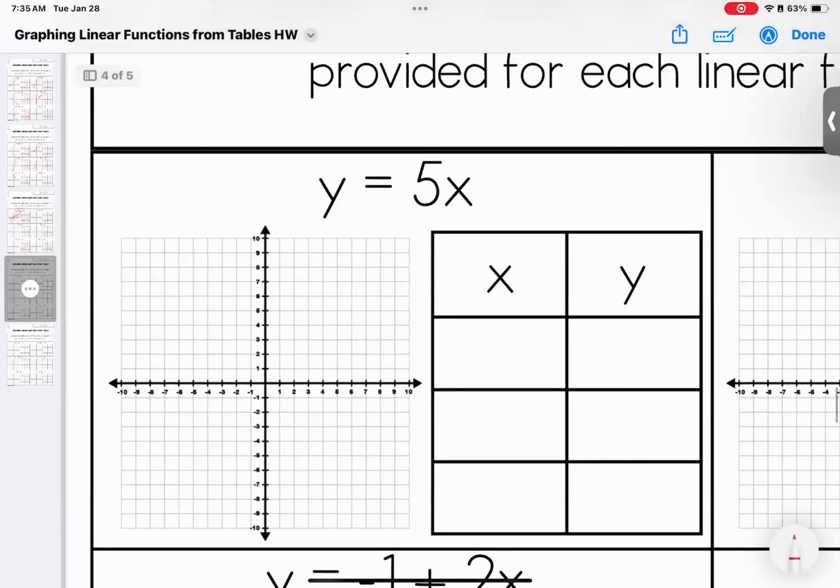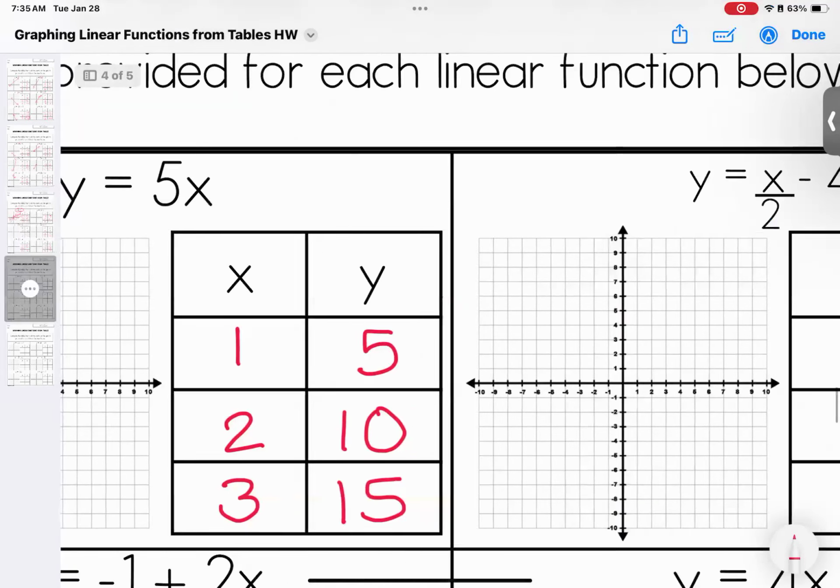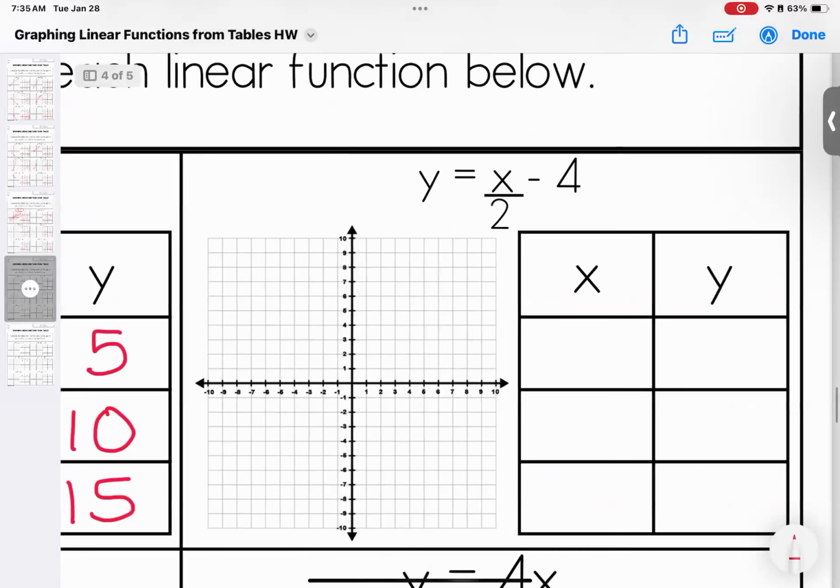All right. Multiplying times 5. So let's do 1, 2, 3. 1 times 5 is 5. 2 times 5 is 10. 3 times 5 is 15. Easy peasy.